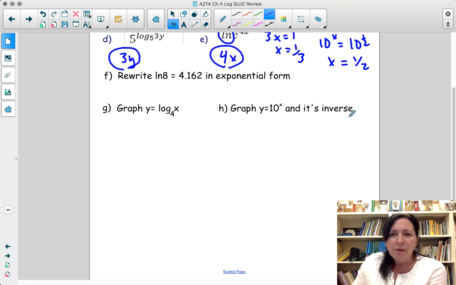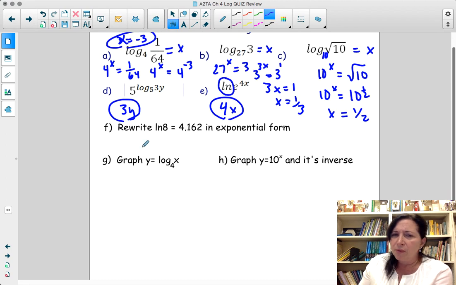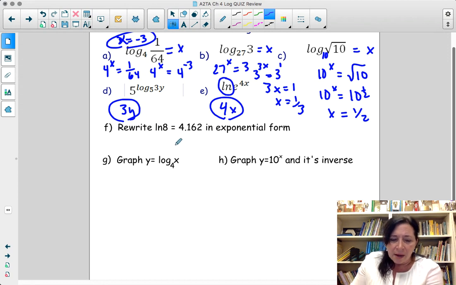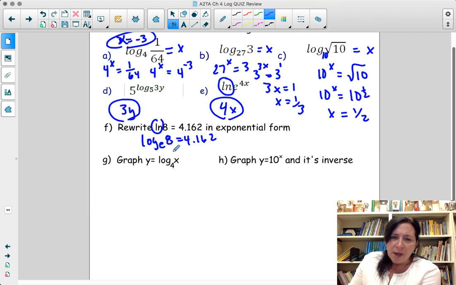For these two problems, you have to write ln of 8 equals 4.162 in exponential form. I don't think that equals that, but let's just write that in exponential form. So when you're writing ln of 8, that's just saying log base e of 8 is equal to 4.162. Now, writing that in exponential form, all we did so far was take out the ln and replace it with log base e.